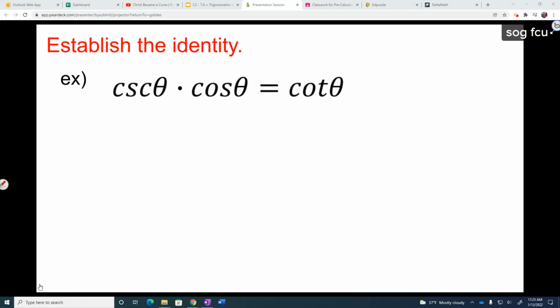So what we have is a true statement. Cosecant theta times cosine theta equals cotangent theta. That's a fact. So we're not solving anything. What we're going to try to do is to prove that this is true. Prove cosecant times cosine is the same as cotangent. How we're going to do that is we're going to try to show that the left side equals the right side.